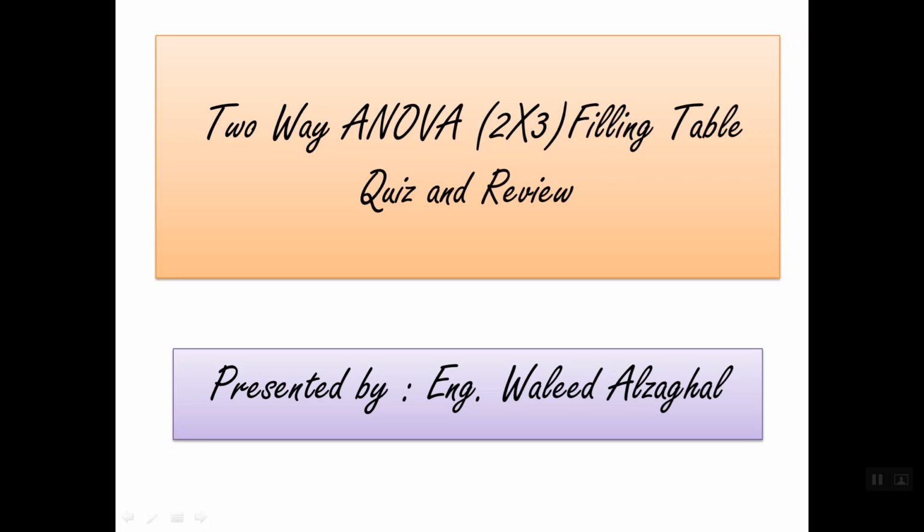It is a short quiz, and while solving this quiz together, we will review some concepts and some formulas regarding the two-way ANOVA test. The design we will explore is the 2x3 factorial ANOVA design, which means that we have two factors. The number of levels for the first factor is 2, while the number of levels for the second factor is 3.